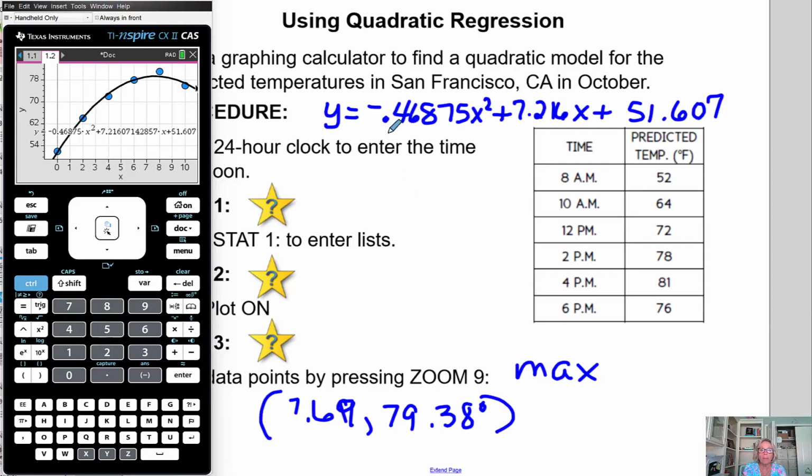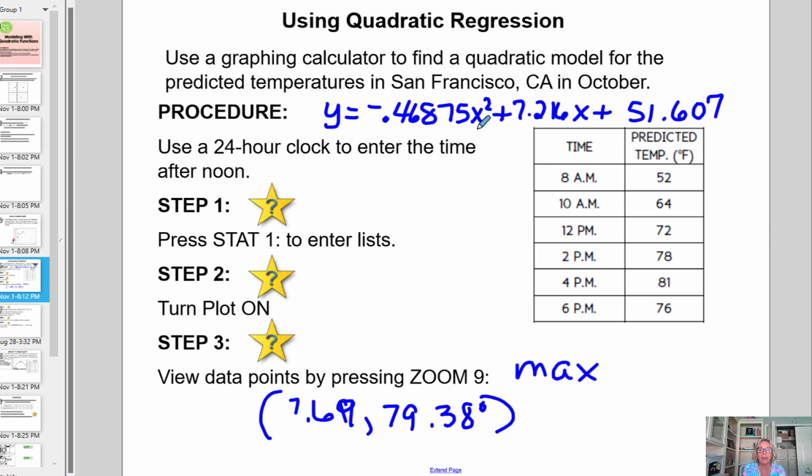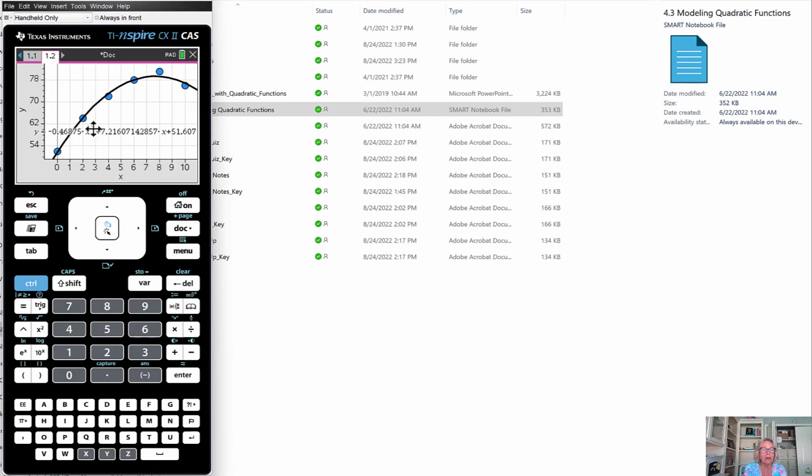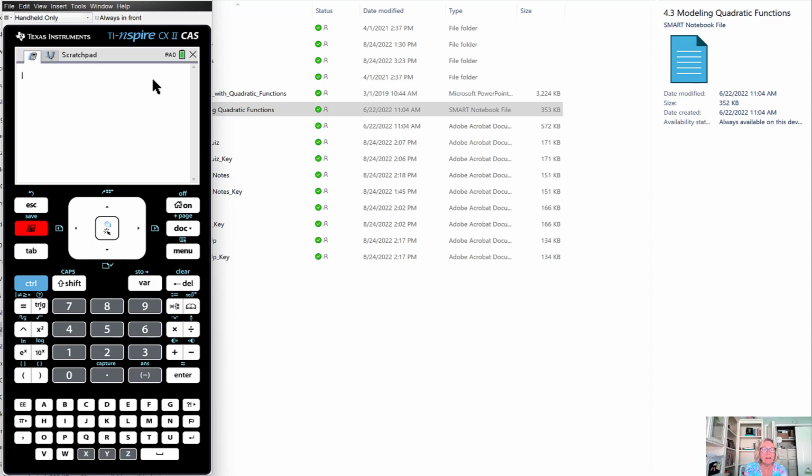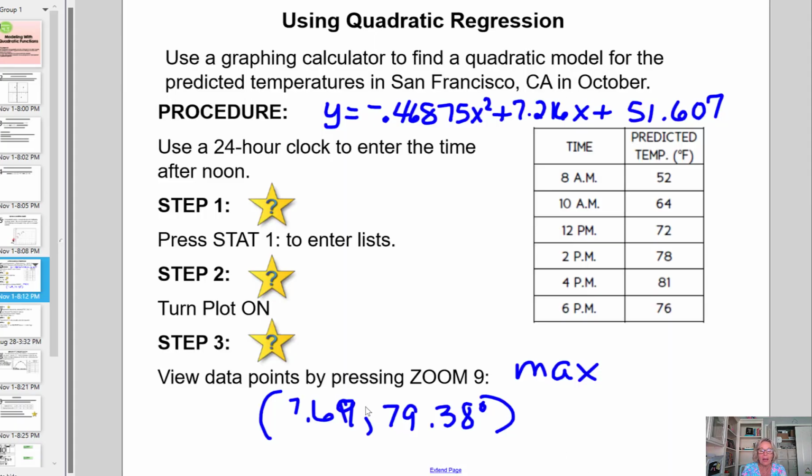So we have our equation up here, y equals -4.6875x squared plus 7.21x plus 51.607. So using that calculator equation and going to our regular graph window and graphing to find the maximum value, we find that the maximum happens at about 7.69 hours. So this was 8 hours, and 7.69 would be around 3 p.m. when that maximum would occur for San Francisco.